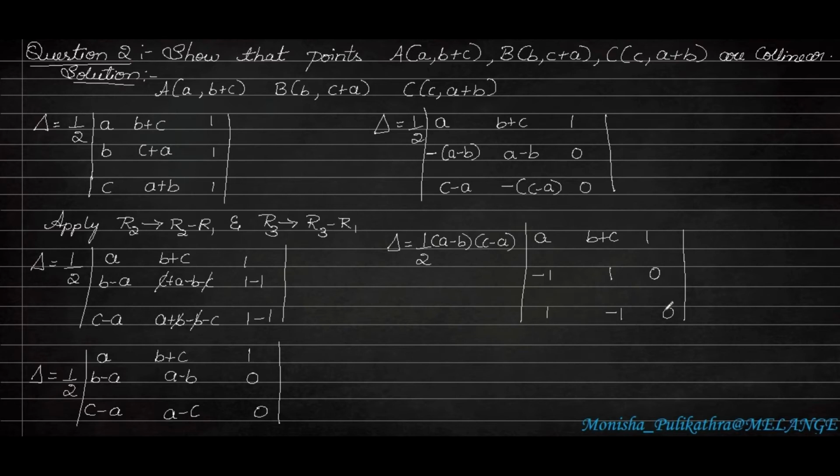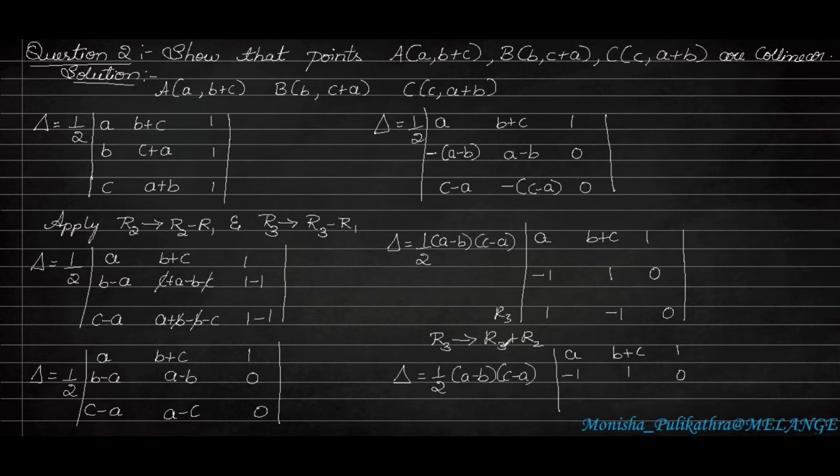Here I will be bringing some changes to only row 3. So row 3 is equal to row 3 plus row 2, since I want to make the last row zeros. If the last row is zeros, then according to the properties, the whole determinant will change into 0. So delta is equal to half, a minus b, c minus a. The first row we write as it is. The second row also we write as it is, because I am doing changes to only row 3.